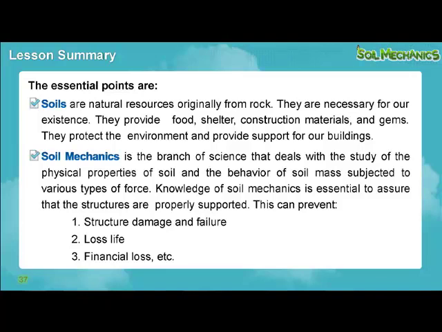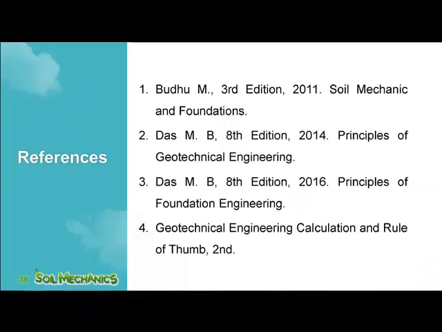Okay, so these are some reference books that you can find on Google, or I also uploaded them in Classroom, so you can download them.